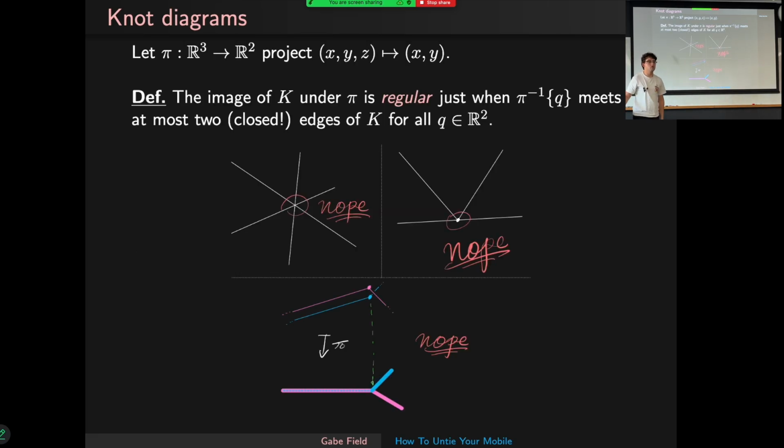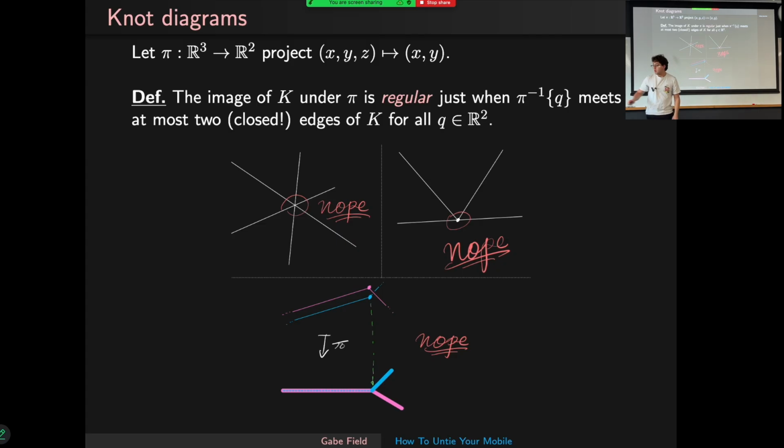Okay, so we're going to get to that, but first I'm going to take a little bit of a detour and I'm going to tell you about knot diagrams. So let pi be the projection from R3 down to R2. It is that projection, right? The image of our knot K under pi is said to be regular when the pre-image of any point on the plane lifts up and it meets at most two edges of K for any point on the plane.